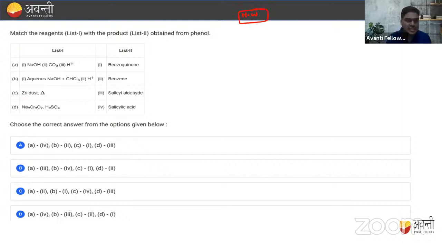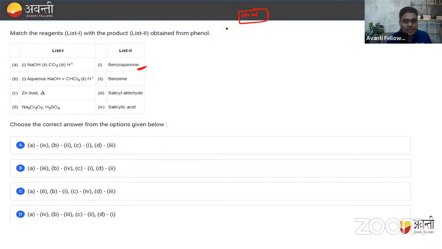So this is the first question: match the reagent of list 1 with the list 2 obtained from phenol. सबको बताना है बेटा. This we already discussed, और ये तुम लोग का JEE NEET में आया भी ये question, तो फटाफट जल्दी से बताओगे. First of all, benzoquinone. We already discussed benzoquinone. What is this? Oxidation, sodium dichromate. So can anyone tell me the first, benzoquinone? What is the suitable option? A, B, C, D.